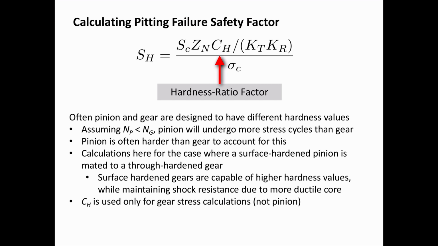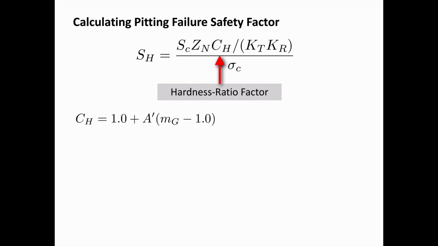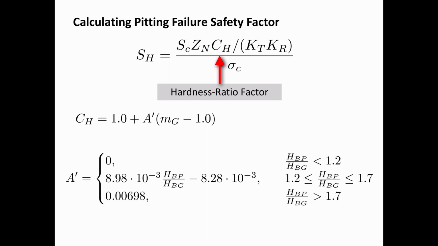C sub H is used only for gear stress calculations. Leave it out of the calculation if you're looking at the pinion. How do we calculate it? It depends on two quantities, A prime and the speed ratio, m sub G. And there are three cases that depend on the ratio of the hardness of the pinion to the hardness of the gear. So if this ratio is less than 1.2, then A prime is 0. If it's within the range 1.2 to 1.7, we have this formula in the middle. And then if the ratio is high, above 1.7, it's 0.00698.